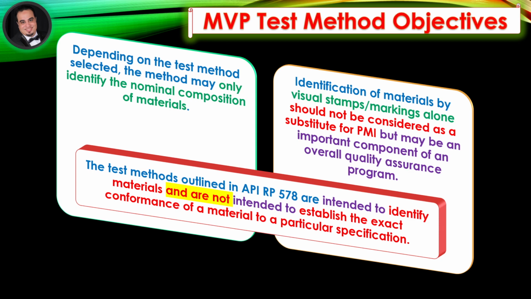Identification of materials by visual stamps markings alone should not be considered as a substitute for positive material identification, but may be an important component of an overall quality assurance program.